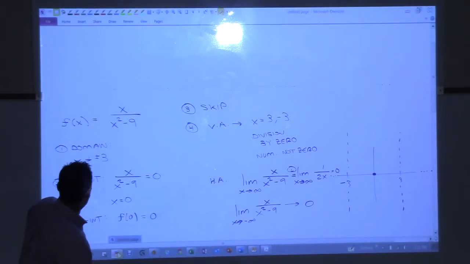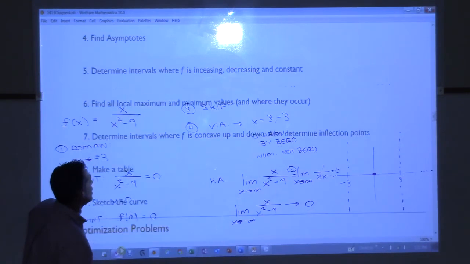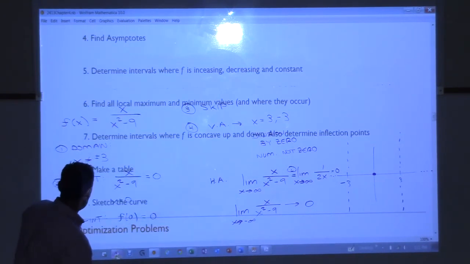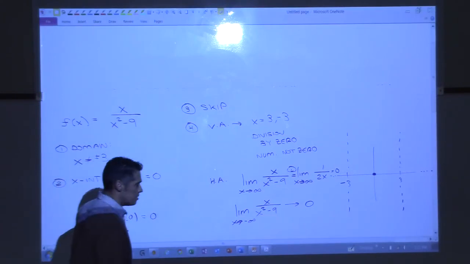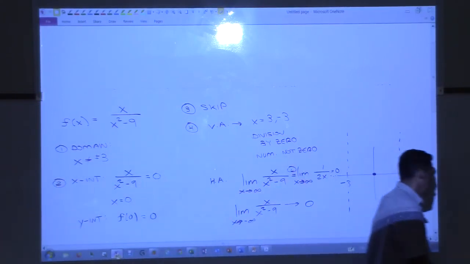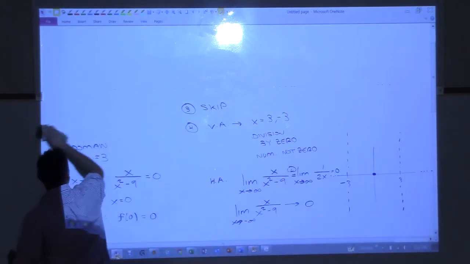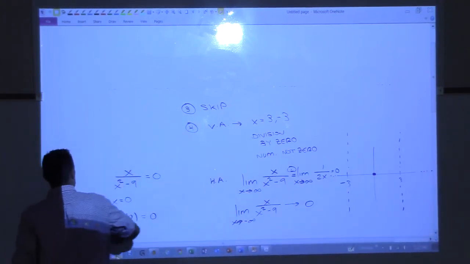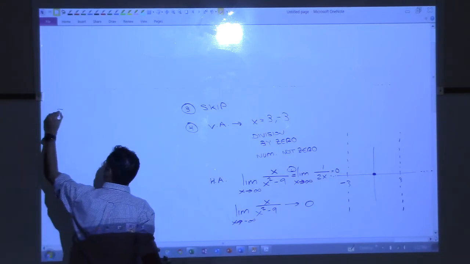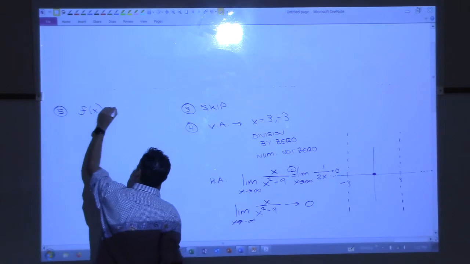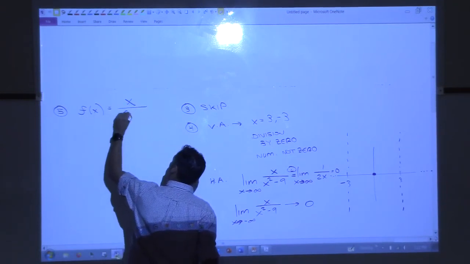All right, now step 5 is where we start bringing in the calculus stuff. Well, the limit was calculus, so I guess we've already started that, but now we're going to start taking derivatives, right? So we want to know for step 5 where this function is increasing and decreasing. So for step 5, I take a look at my function. I need to take its derivative.